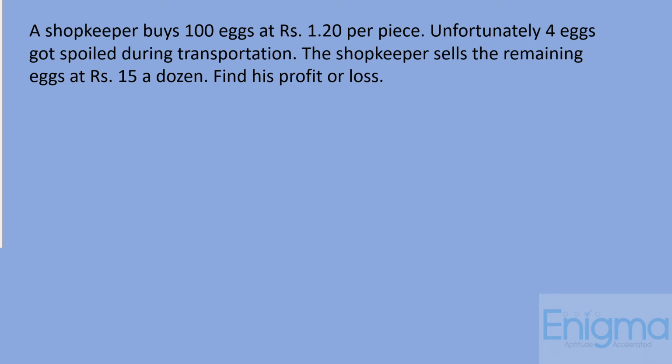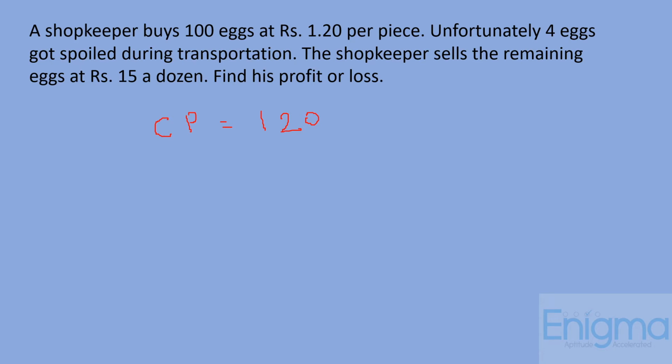Correct? No profit, no loss. Okay, let's understand how to solve this question for those who have not understood. Now, a shopkeeper buys 100 eggs at 1.2 per piece. That means total खर्चा कितना हुआ है, total cost price कितना है, 100 multiplied by 1.2, that means 120.